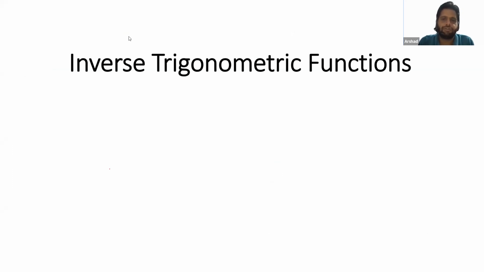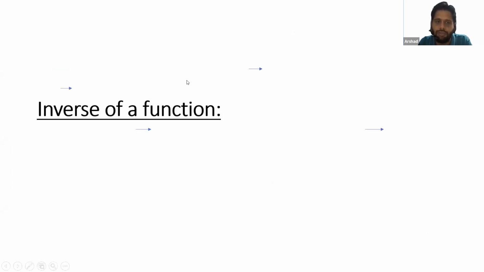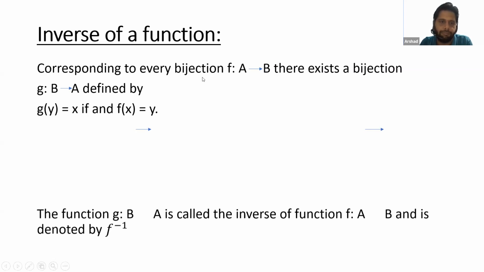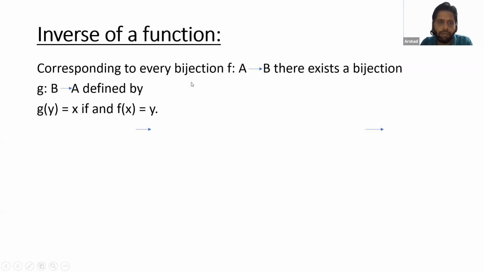After relation and function, we have directly started the differentiation. So there are some topics from relation and function which we need here. First thing we will see what is the inverse of a function and in which case inverse exists. So please check here. Corresponding to every bijection. Now, what is a bijection? I guess you might have forgotten that.